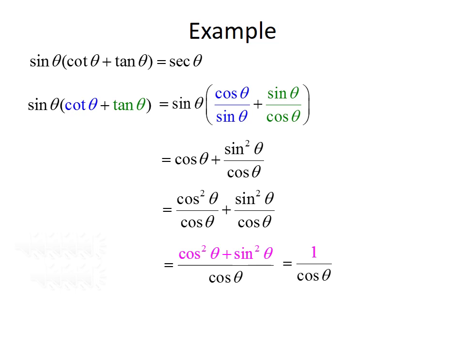And cosine squared plus sine squared is one of our Pythagorean identities, so we can rewrite that as 1. So we have 1 over cosine theta, which we can rewrite as secant theta using the reciprocal identity. And so we have proved that the sine of theta times cotangent theta plus tangent theta equals secant theta.